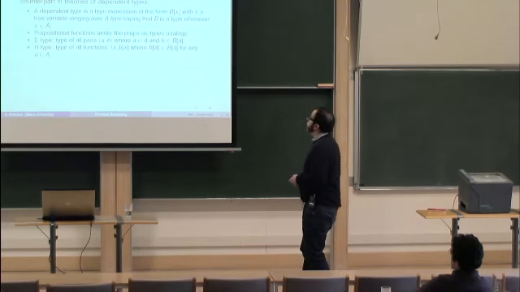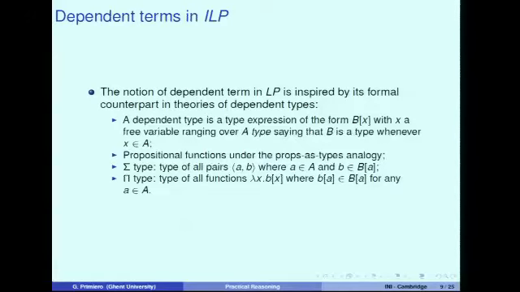And just a reminder, what is a dependent type? A dependent type is a type expression of the form B(x), where x is a free variable that is typed in another type, so that one can say that B is a type whenever x is in type A. In this way, one can construct propositional functions, given the analogy between proofs and types, and standardly this is used to define the sigma and the pi types for the corresponding quantifiers. Okay, so this is what a dependent type is.